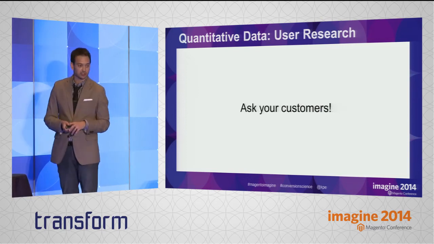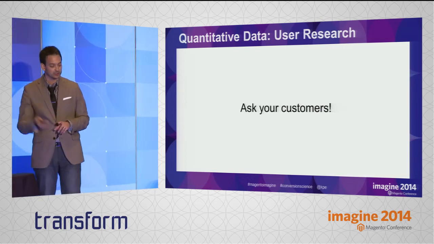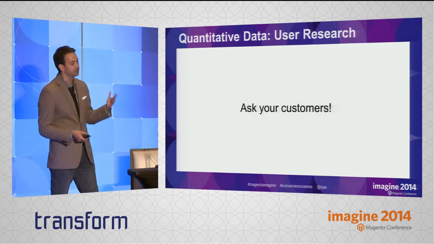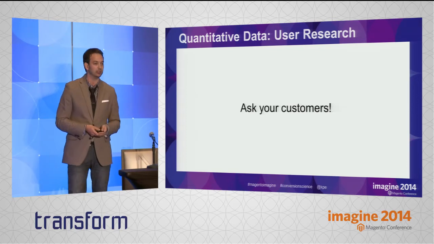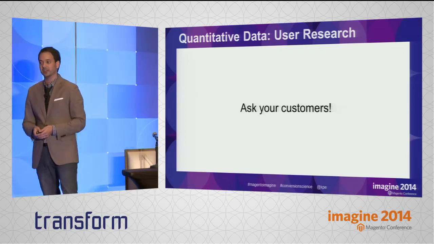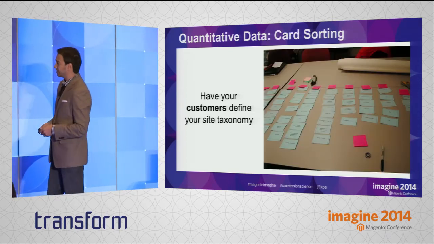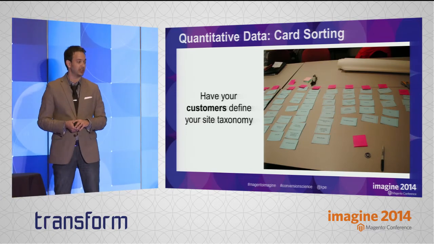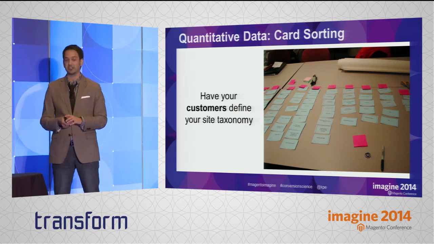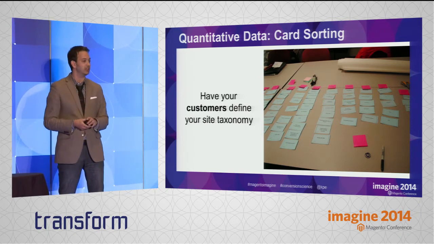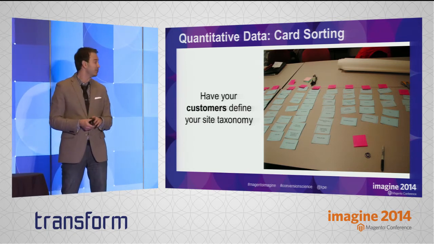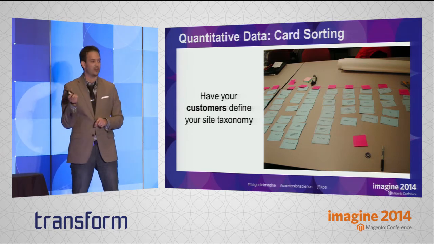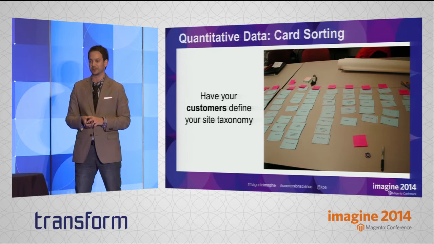User research as a form of qualitative, there's a typo on this one. So ask your customers, right? Ask your customers, how can I make this experience better? There are different ways to do this. One example, card sorting. A lot of us go through a card sorting exercise in our design processes already when we design the navigation or the hierarchy of our site. How many of you have done a card sorting exercise? How many of you have actually had your customers do the card sorting exercise?